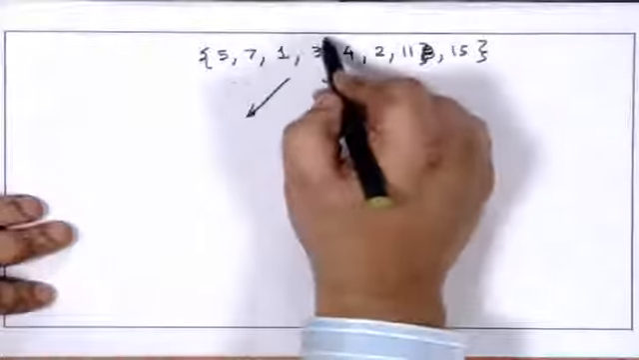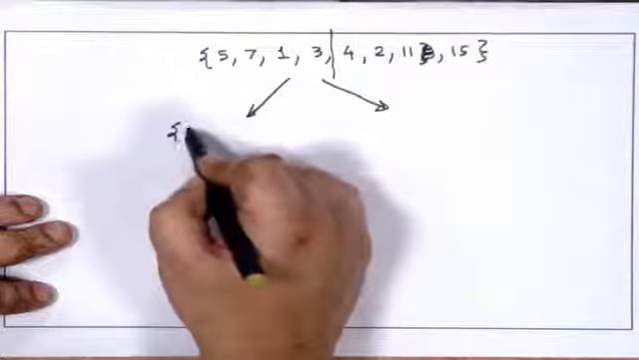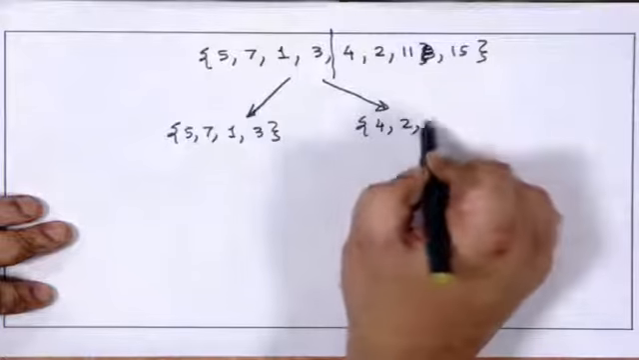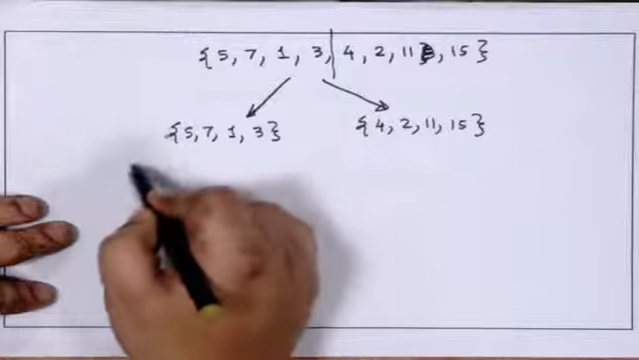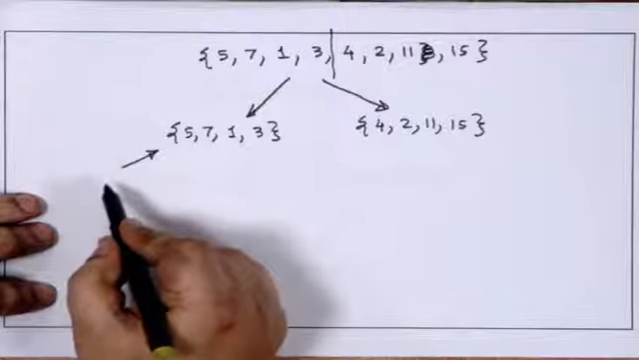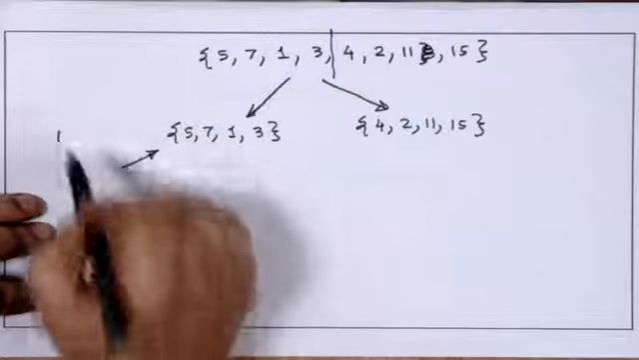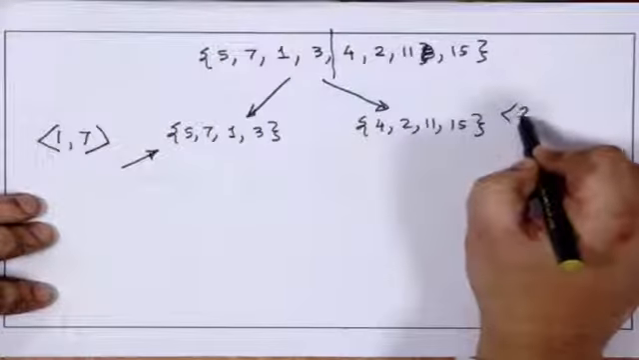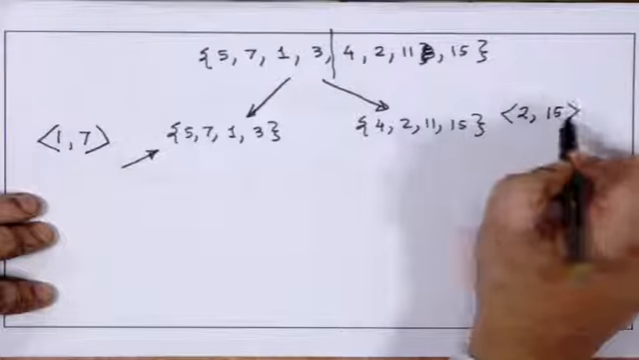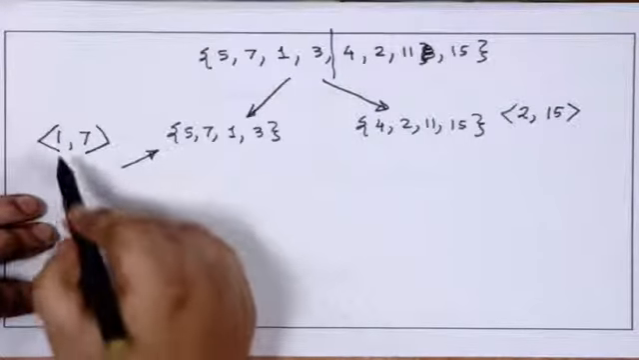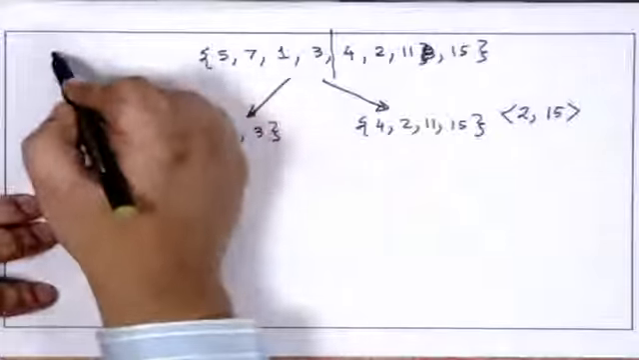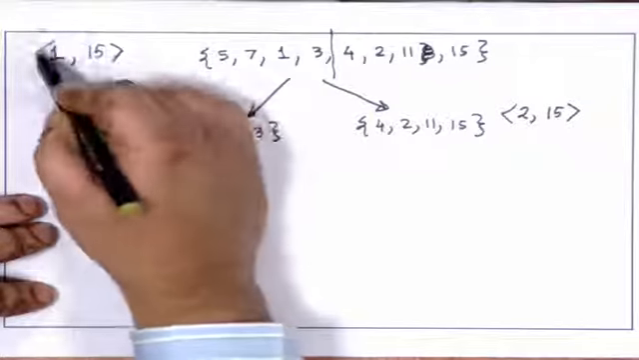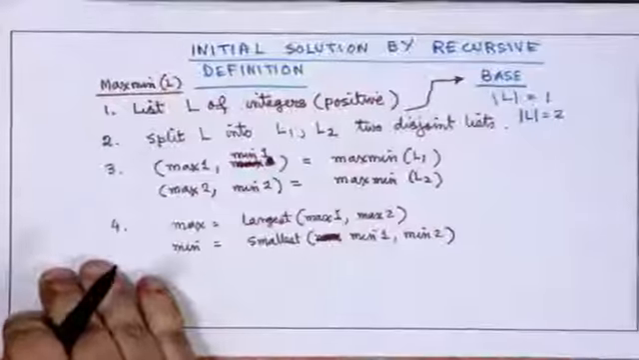And suppose we split it here, then it would be 5, 7, 1, 3 and 4, 2, 11, 15. Recursively, the min of the first half would be 1 and the max would be 7. Recursively, for the second half the min would be 2 and the max would be 15. The min of these two would be the min, which is 1, and the max of these two would be the max, which is 15. This is what this definition says.